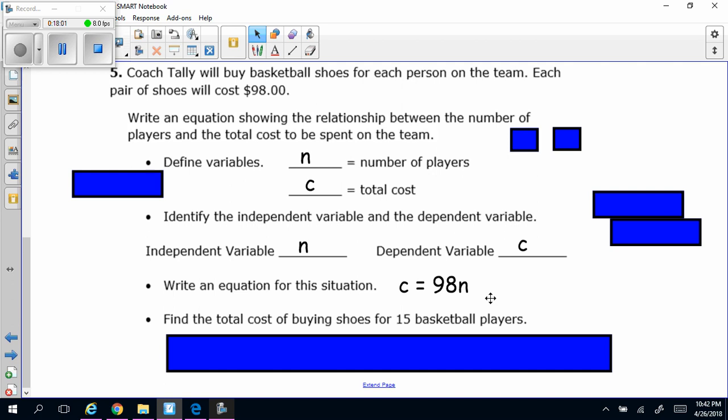Now with any equation, say I'm finding the total cost of buying shoes for 15 basketball players. So what do you think we have to do? We have 15 basketball players. We're plugging in 15 with n, the number of players. In this case, we have 15. So go ahead and you can solve this without me guiding you. I'm going to pause the video and you come back to me.